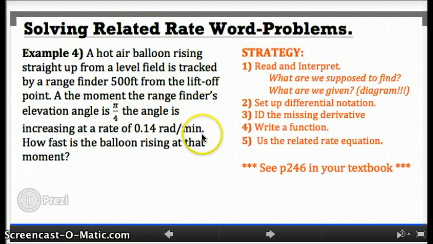Let's do example 4. Go ahead and read this problem and see if you can identify what we're trying to find and draw a diagram of what's going on here. When you press play again, I'll show you what I came up with.